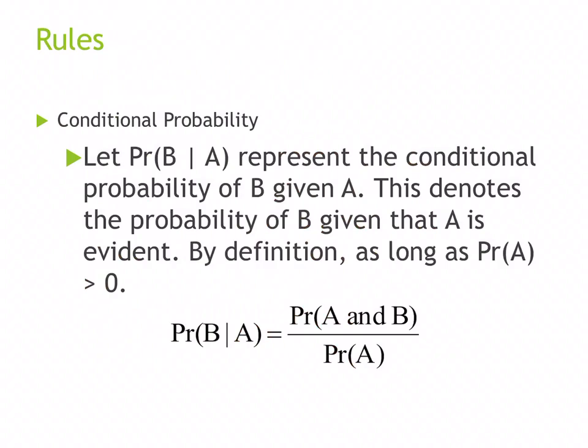Conditional probability: let this notation represent the conditional probability of B given A. So the probability of B given A is how we denote this. By this definition, this only works as long as the probability of A is greater than 0. So there has to be a chance of getting A. It could be a very small percent chance, but there has to be a chance for it. It can't be 0.